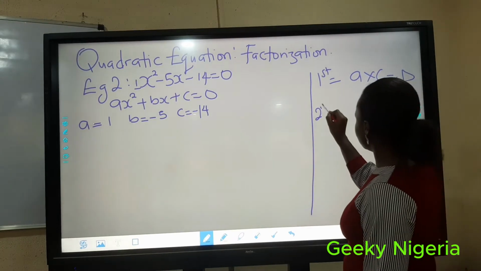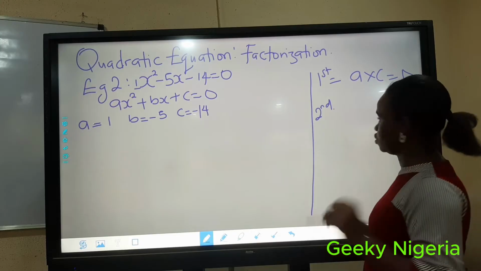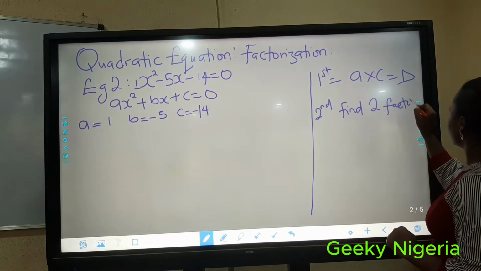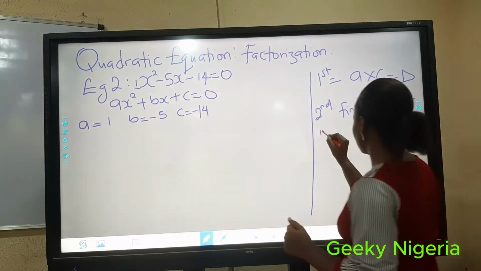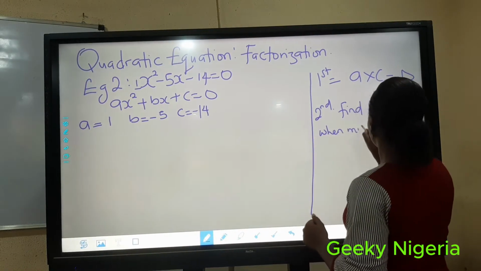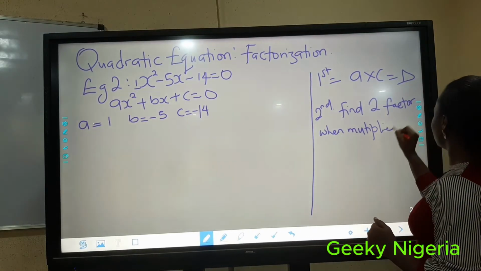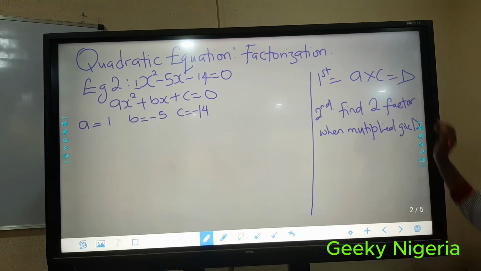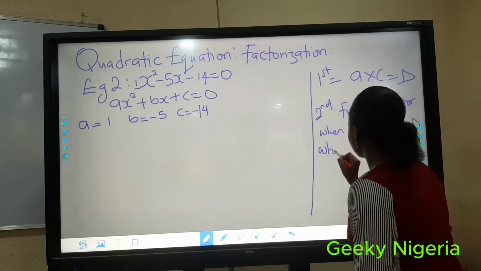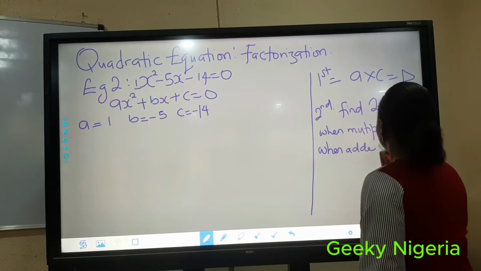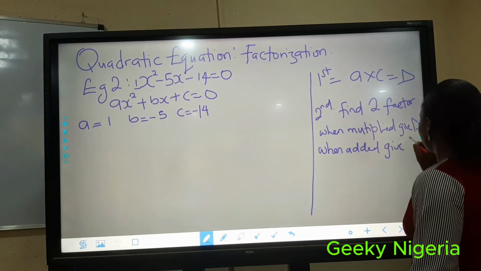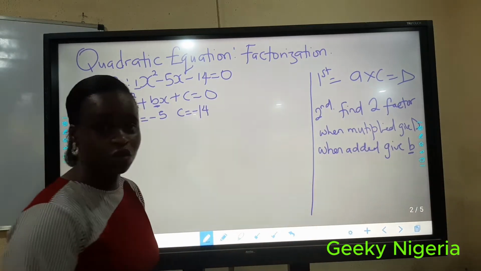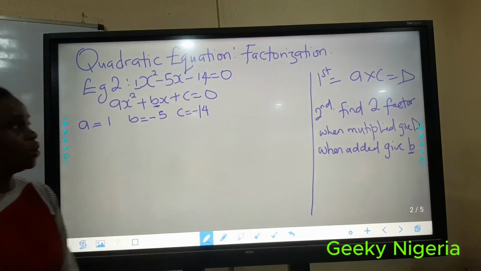The second rule is to find two factors such that when you multiply, they give d, and when you add, they give b. In this case, we have to find two factors that, when we add them, give us minus 5. So now let's try and solve it.